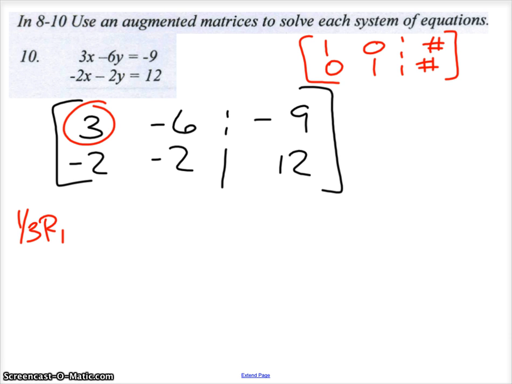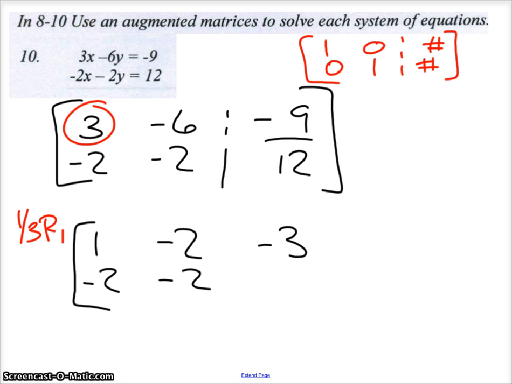So our new matrix, 1/3 times 3 is 1. 1/3 times a -6 is a -2. And 1/3 times -9 is going to be a -3. Again, our bottom row now stays the same of -2, -2, and 12.